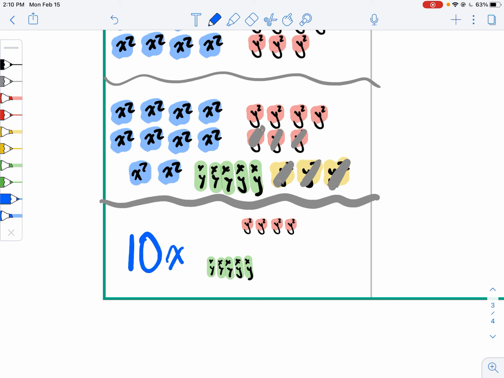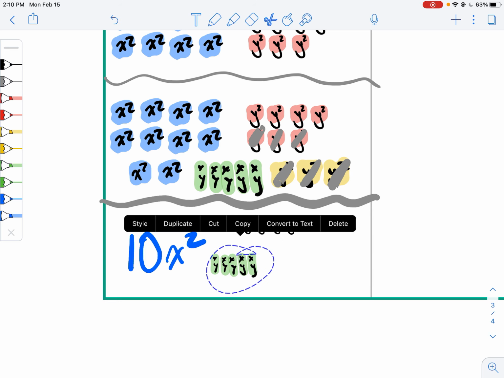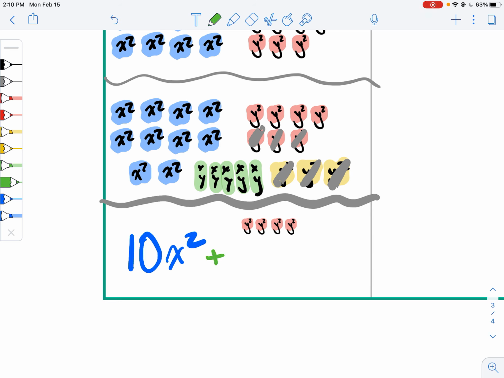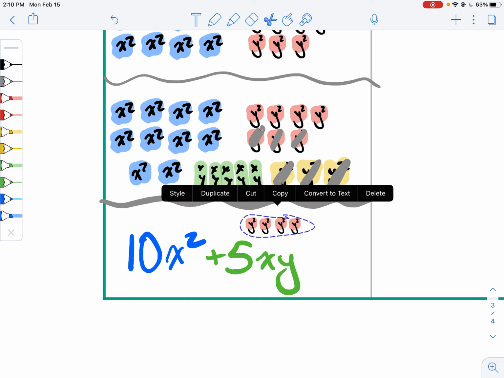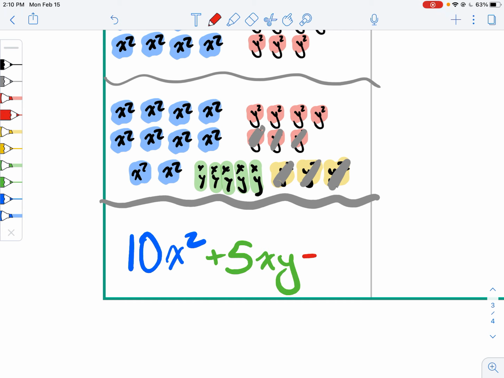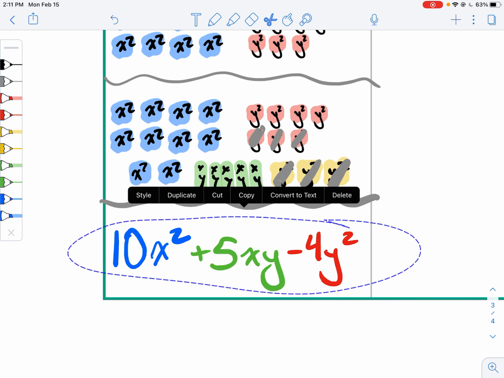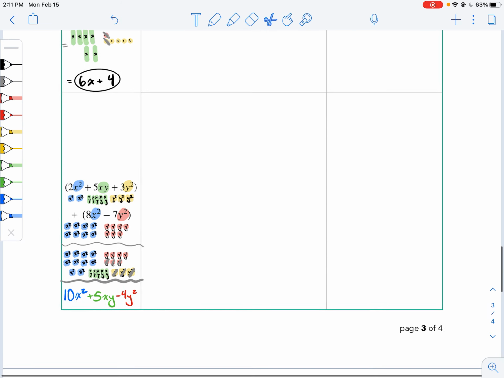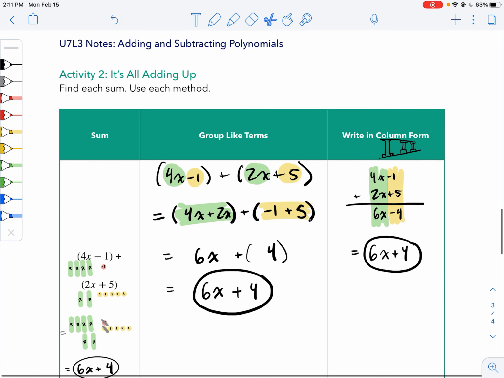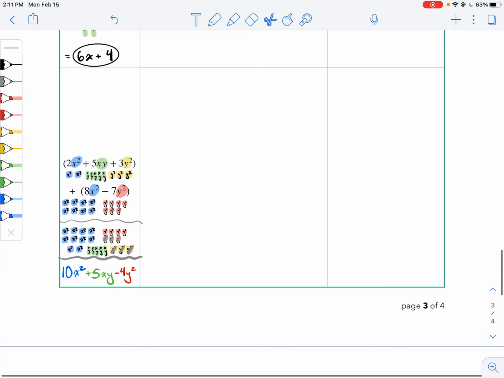10x squared, and we have 5 xy terms, and we have 4 negative y squared terms. So that gives us a final answer of 10x squared plus 5xy minus 4y squared. Now let's see how the other methods hold up. We can group like terms and we can write in column form.